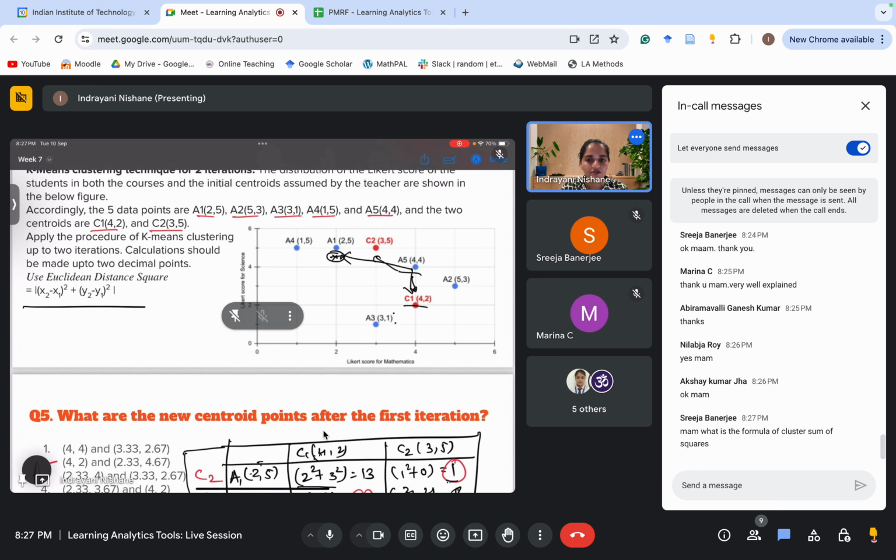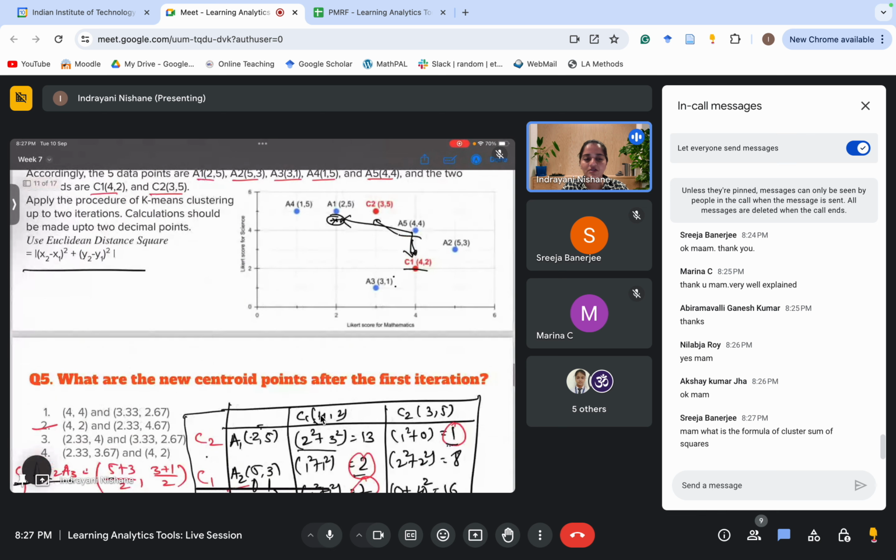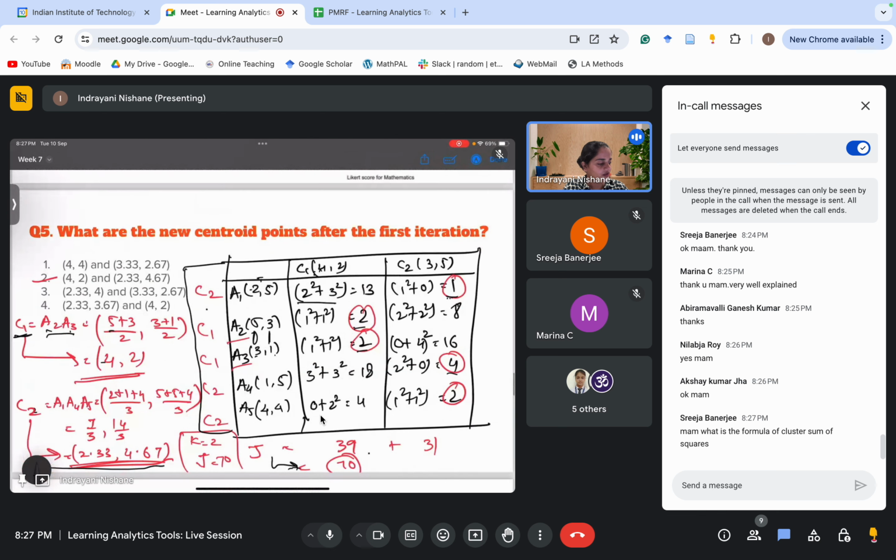There is no formula. This is the formula, Euclidean distance formula, and then we have to compute and then add it within distance sum of squares. Within the cluster, what is the sum of all the squares? That is how you are supposed to do it.